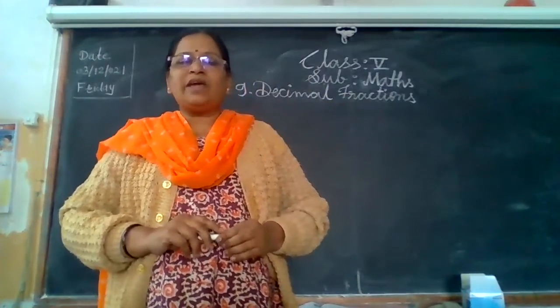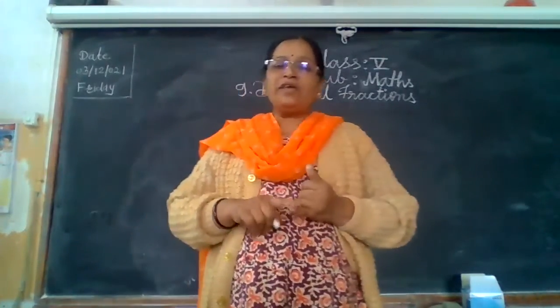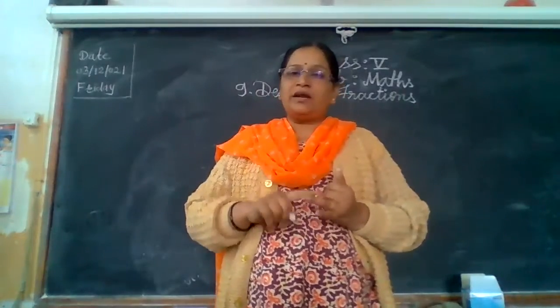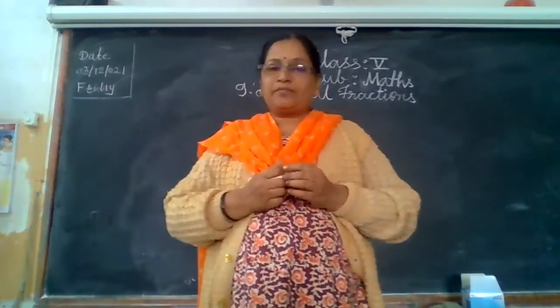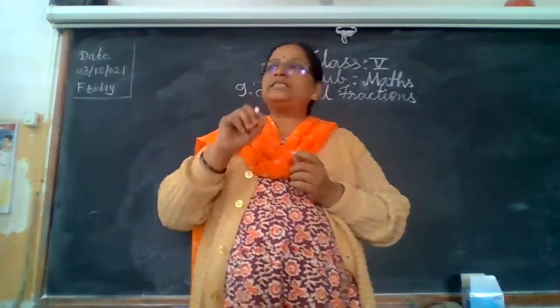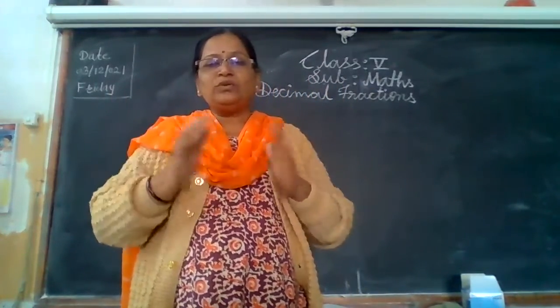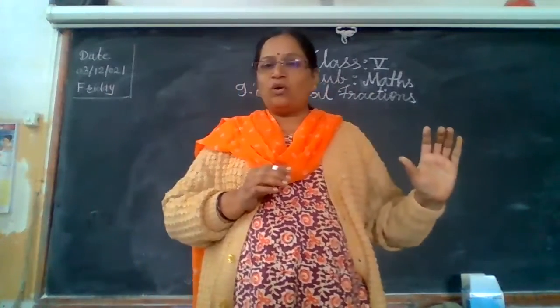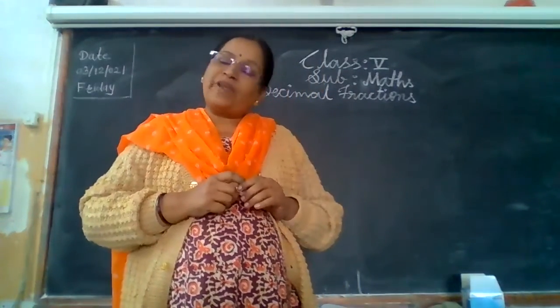Yesterday we have seen what a decimal fraction is. Decimal fractions are fractions having denominators 10, 100, 1000, or multiples of 10. The decimal point is the dot which divides the number into two parts. One part is a whole number and the other part is the decimal fraction.